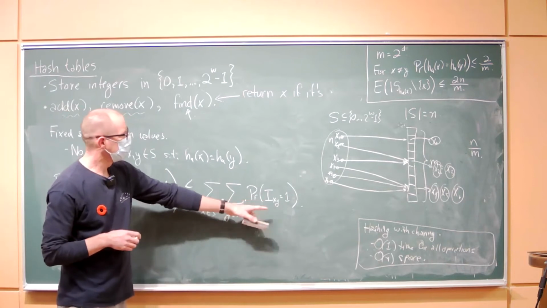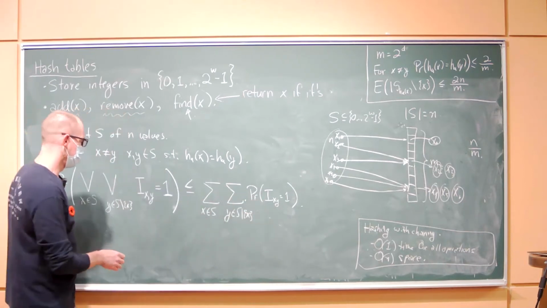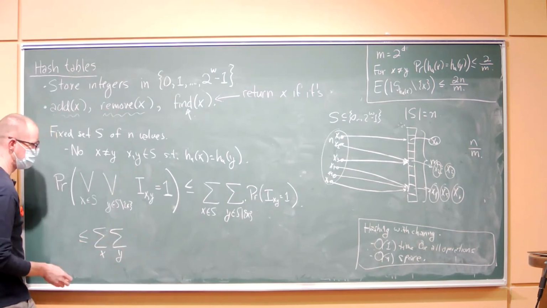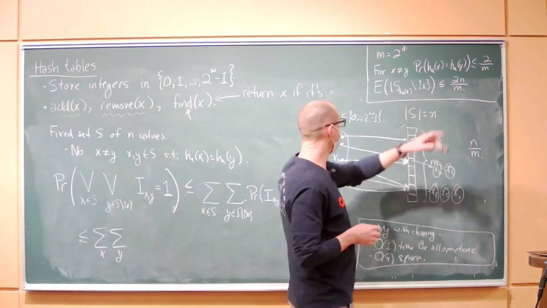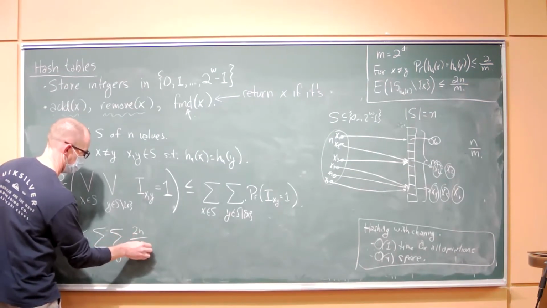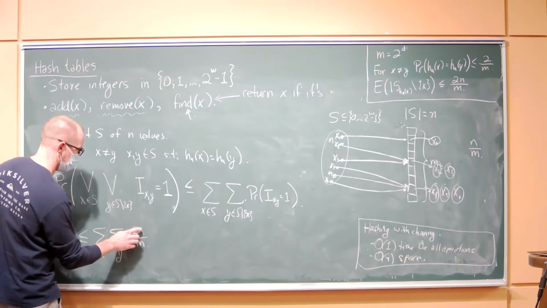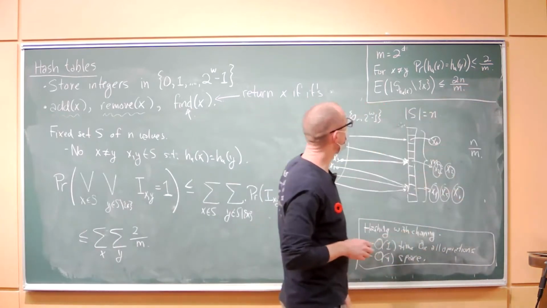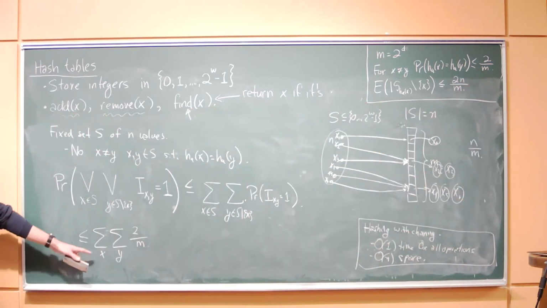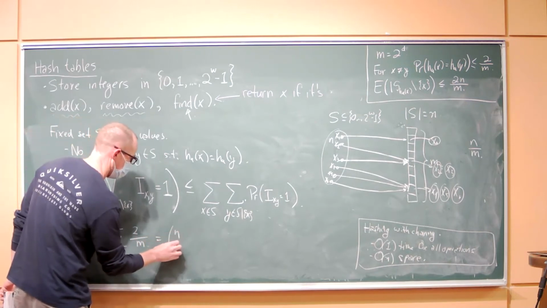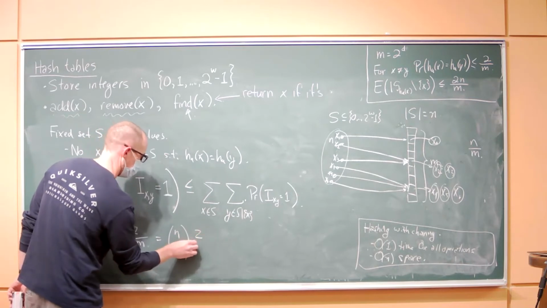Well, this I know, or at least I know an upper bound on it. That's less than or equal to the same double sum with X and Y. And what did we say? Sorry, not 2n over m. No, just 2 over m. That's the probability that those two things are equal. So this is a sum of n choose 2 things, all of which are the same. So this is equal to n choose 2 times 2 over m.